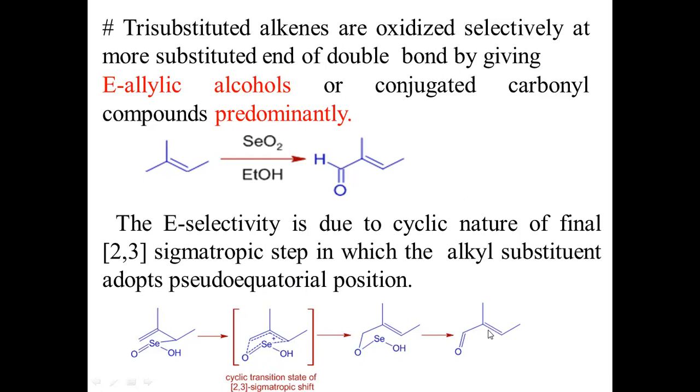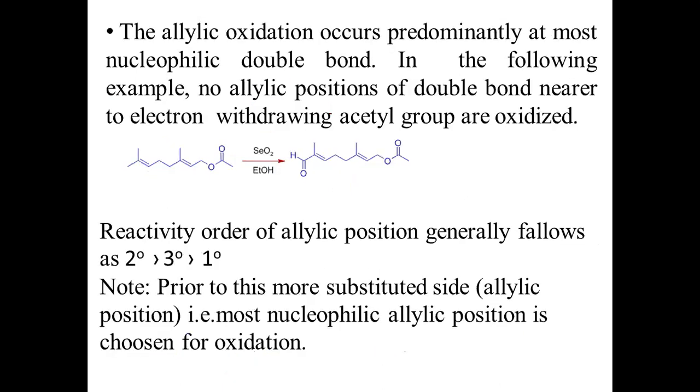Now, if the molecule has, here in this case, this as the more substituted end and this as the less substituted end, selenium dioxide generally prefers to oxidize at the more substituted end, because the more substituted ends are more nucleophilic. Due to the greater nucleophilicity, selenium dioxide prefers to oxidize at the more nucleophilic end, that is the more substituted end of the double bond. So the allylic oxidation occurs predominantly at the more nucleophilic double bond.